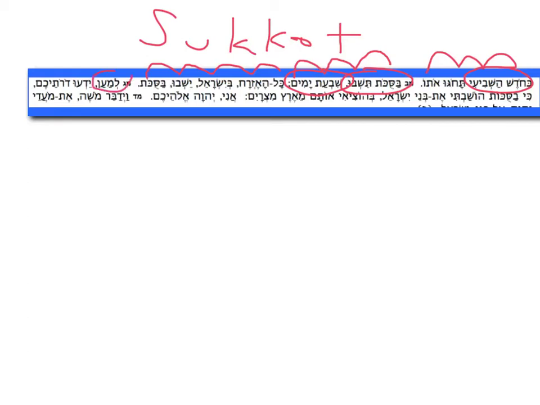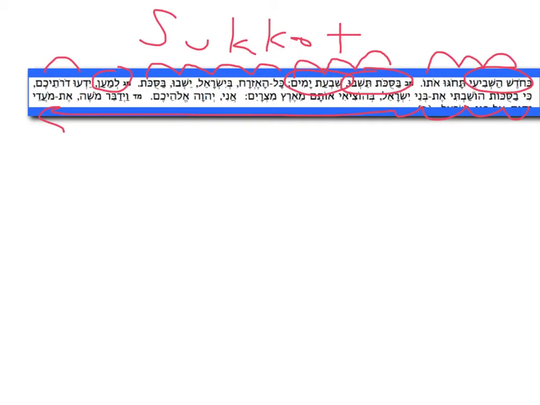Why? Lama'an yedu doroteichem, so the future generations know. Ki b'Sukkot hoshavti et b'nei Yisrael, etc. That when we left Egypt and the Jewish people were taken out of Egypt, God protected us by letting us dwell in these huts, and He looked over us, etc. That's the reason. But in terms of the details, right now we have 3.